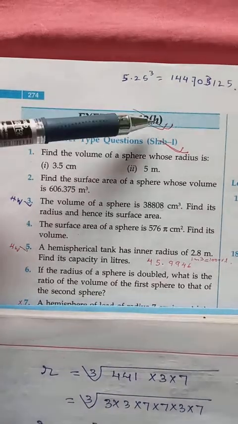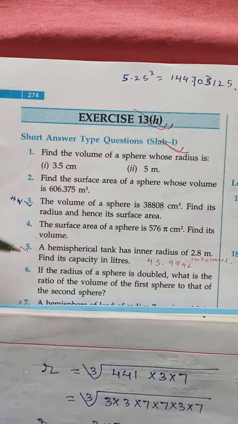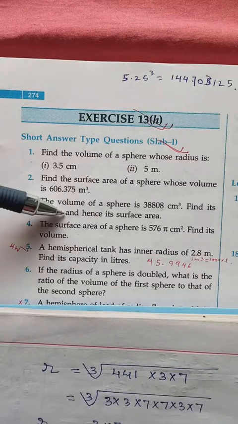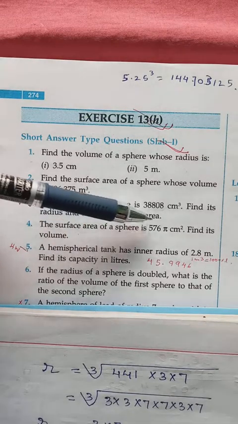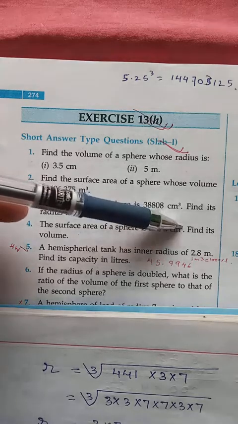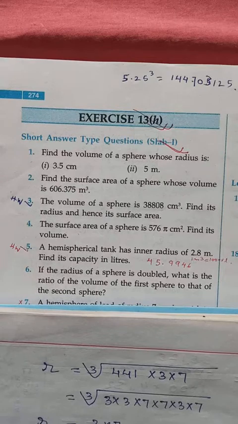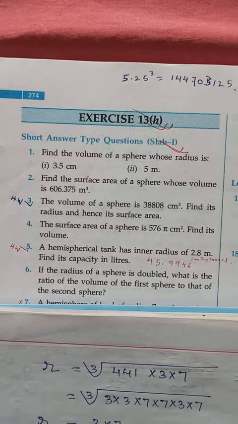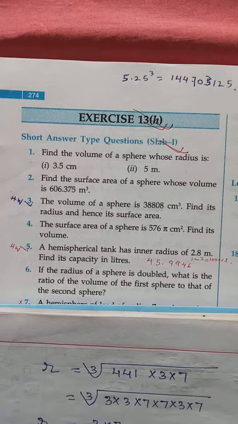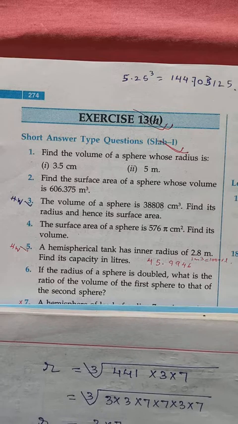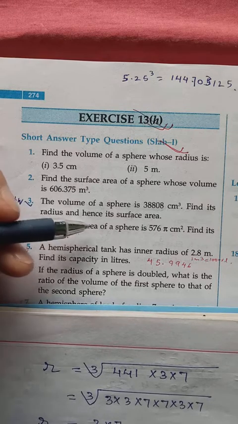Now we'll do exercise 13H question number 4. We have the surface area of a sphere is 576 pi centimeter square. We have to find the volume. According to the formula of volume, we have 4 by 3 pi r cube. So we need the radius. Here we have the surface area.